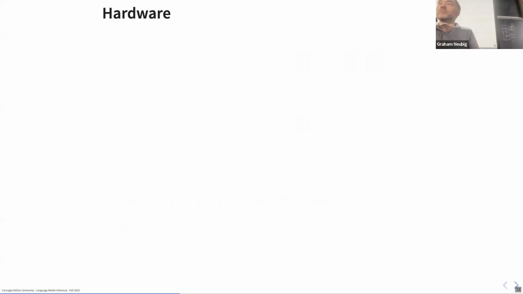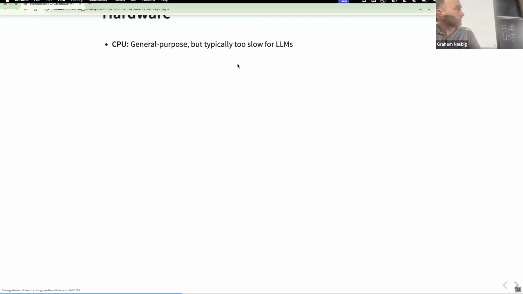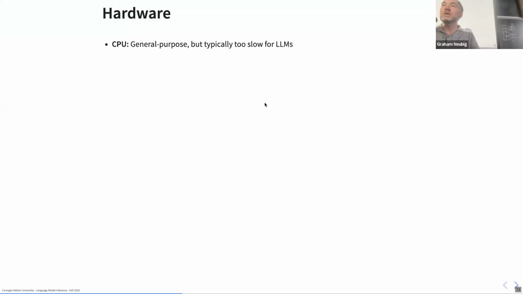Another big theme of this class is going to be how we can make inference efficient. And to make inference efficient, you need to know a lot about hardware. Typically, we use different varieties of hardware for inference. What we don't use that often for larger models, but still use for smaller models, is CPUs. CPUs are general purpose compute, but they don't have a very high level of threading. Because of this, they're not particularly good at the operations we need to do for neural networks.